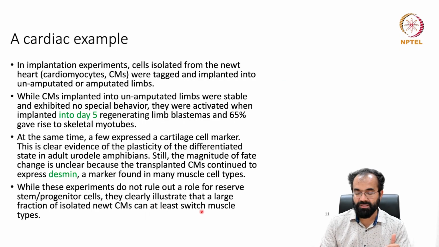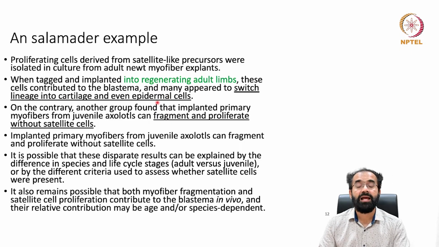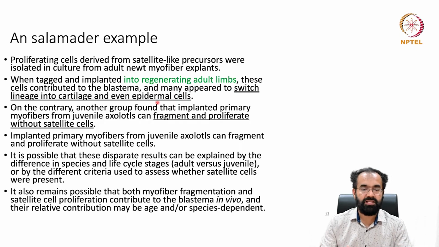Heart to skeletal muscle may sound little, but it is very enormous when you think about a cell type. Proliferating cells derived from satellite-like precursors were isolated in culture from adult newt myofiber explants. This is another set of experiments done in salamanders. When tagged and implanted into regenerating adult limbs, these cells contributed to the blastema, and many appeared to switch lineage into cartilage and even epidermal cells, the lineage switching.